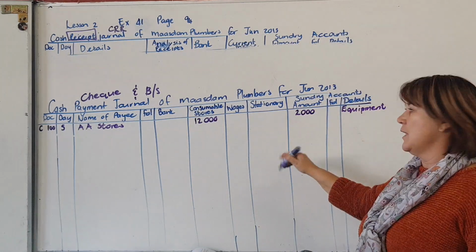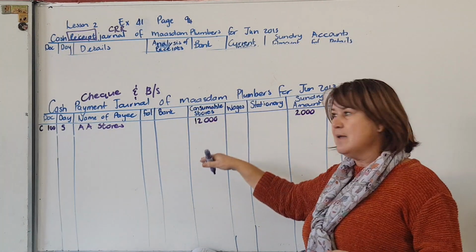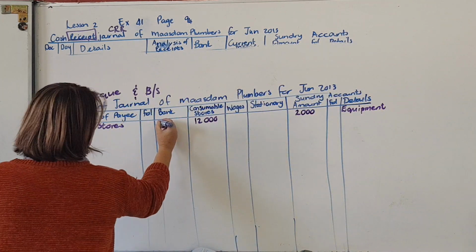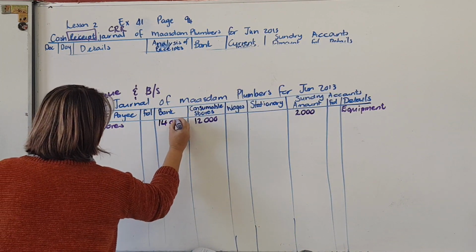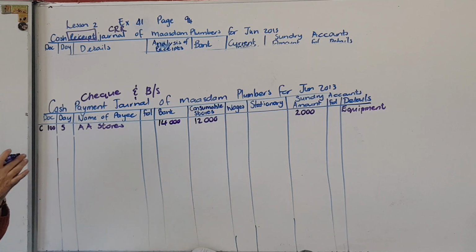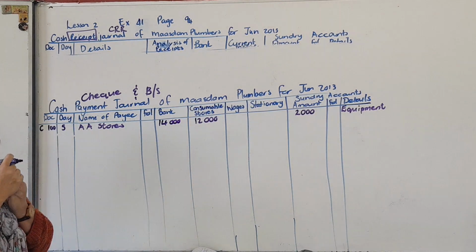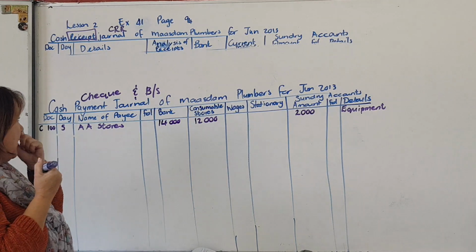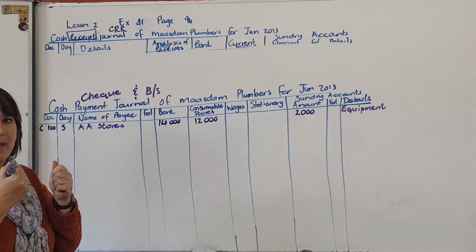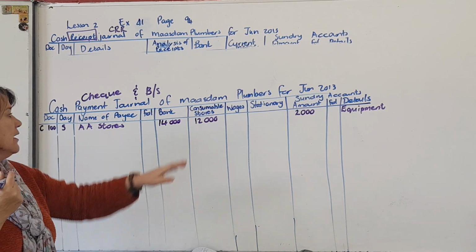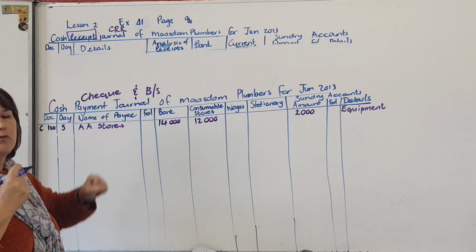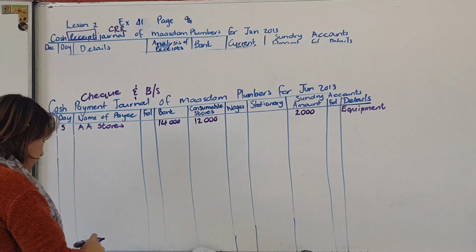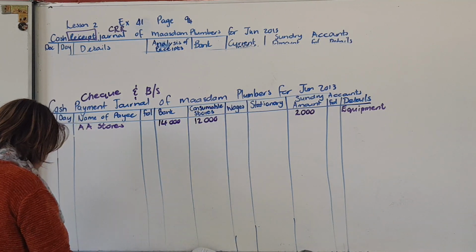Now, what do I do now? I'll add these two amounts. How much did I write? What's the amount that I'm going to pay out of my bank account if AA Stores goes to the bank and cashes the check? What's going to be paid out to you? 14,000. All right.